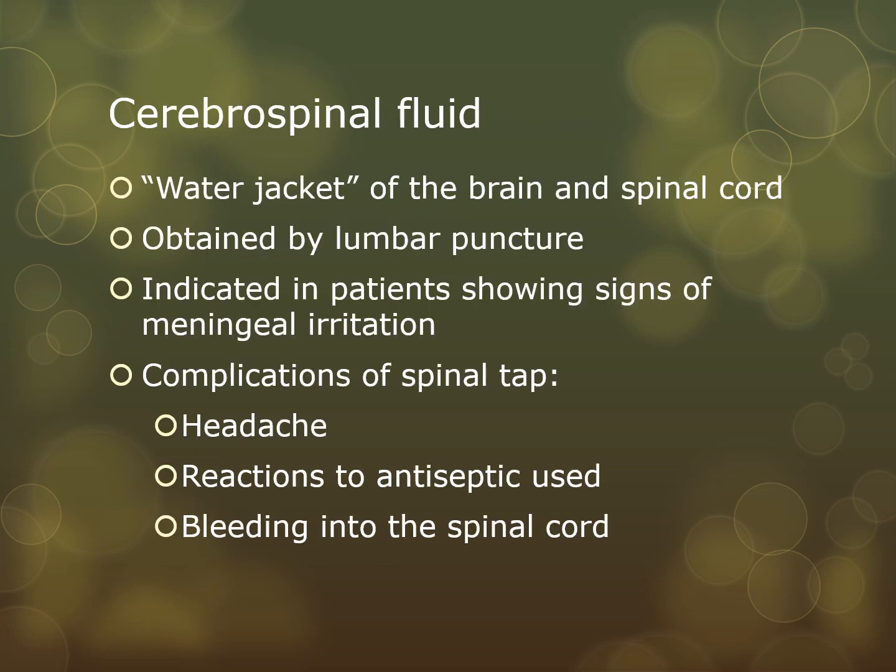Let's go ahead and start with cerebrospinal fluid, which is basically a water jacket of the brain and spinal cord. This is fluid that helps cushion the brain, and normally it is clear and colorless. Usually there's about 15 to 45 milligrams per deciliter of protein and about 40 to 80 milligrams per deciliter of glucose in that cerebrospinal fluid, and that of course is for adults.